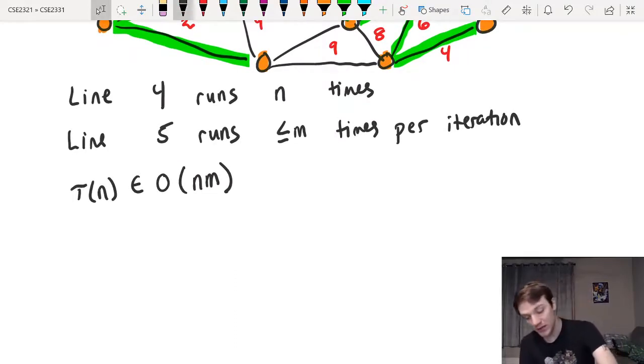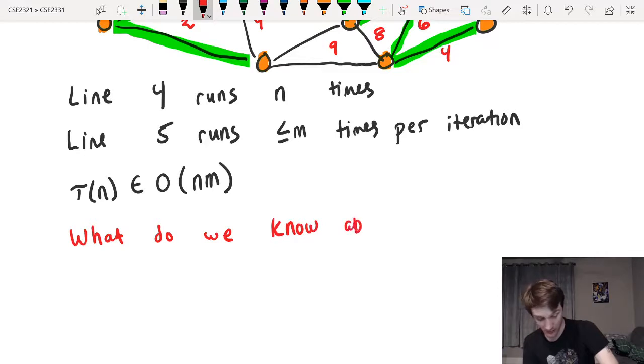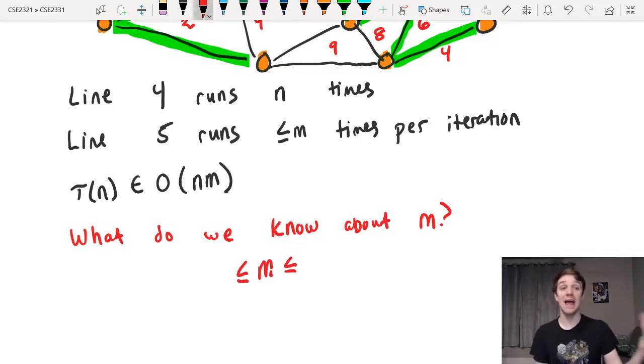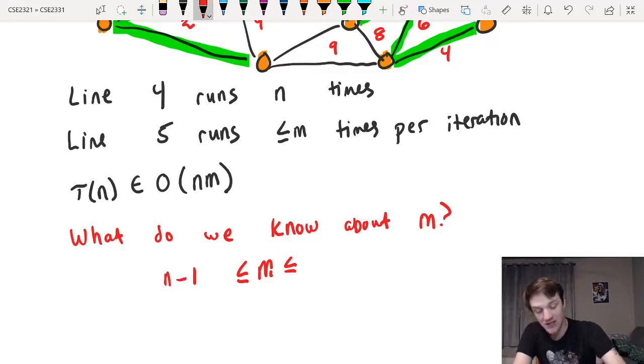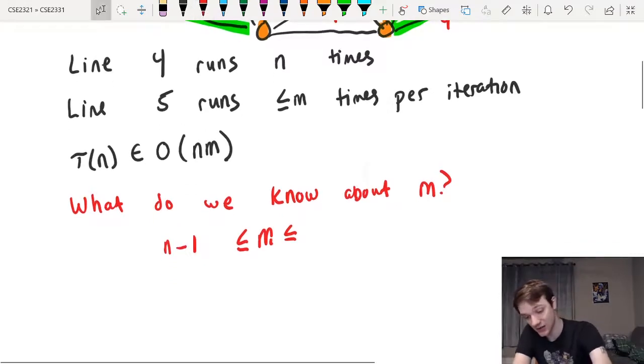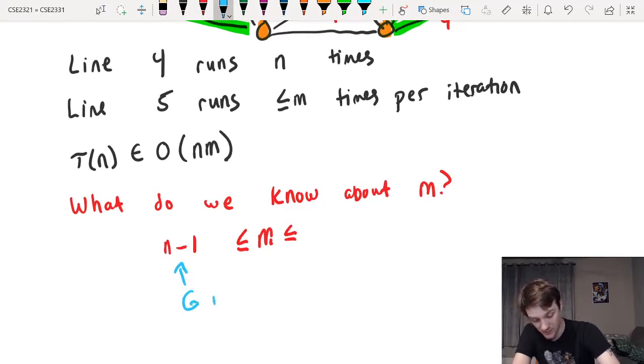So, what do we know about m? Can we bound it? Less than or equal to, greater than or equal to. So what's the minimum number of edges, m, we can have, and what's the maximum number of edges we can have? If you remember, the minimum number of edges is the number of edges in a tree. The smallest graph we could have that has a minimum spanning tree would be a graph with n minus 1 edges. It would already be a tree. This is that your graph G is a tree.